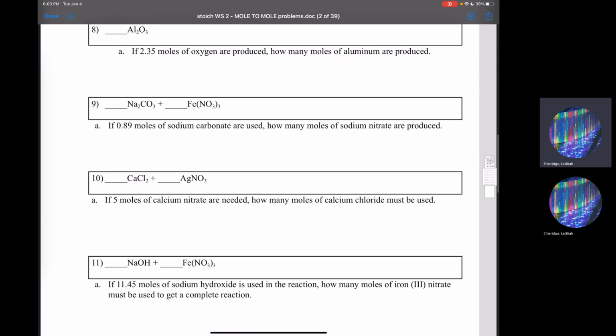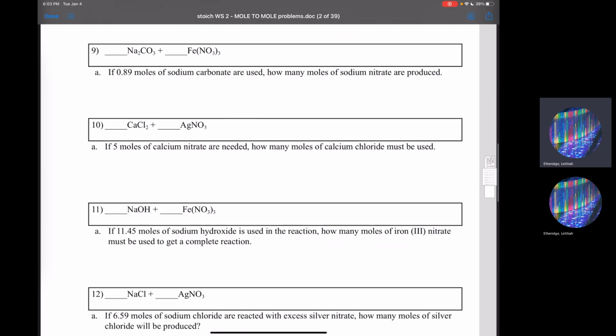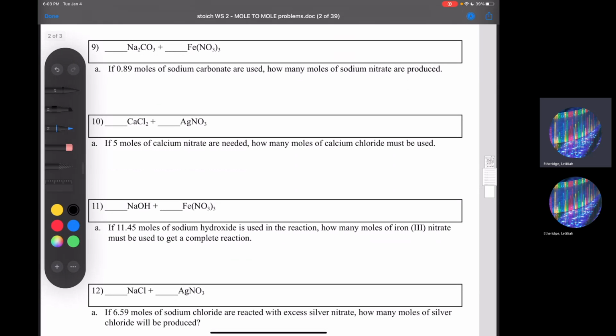So let's go with number 10. So for number 10, you need to predict what the products are going to be. So I'm going to put my little arrow here. And if you take a look, you guys should realize that this is a double replacement reaction. So the like charges are going to swap places. So in this case, it is going to be calcium. It is going to be silver because they are both positive. So now calcium is going to be chilling with nitrate. And then silver is going to be with chlorine.